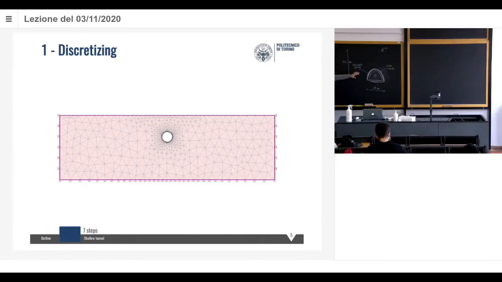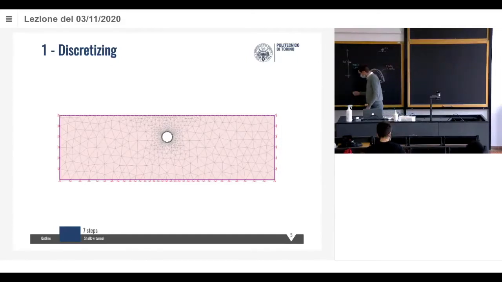This is the problem. We want to design a tunnel at 300 meter depth with this geometry. Construction sequence will require us to excavate the first part, install the primary lining, excavate the second part, install the final lining. Okay, that's the sequence. It's a bit simplified with respect to a real problem, but just to make it on the blackboard, right?